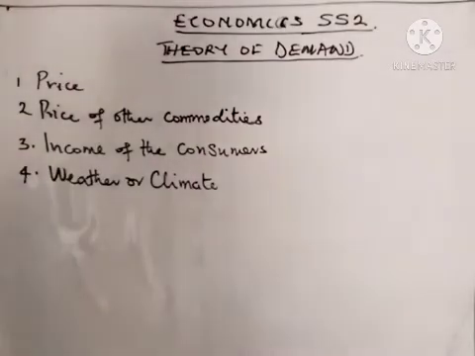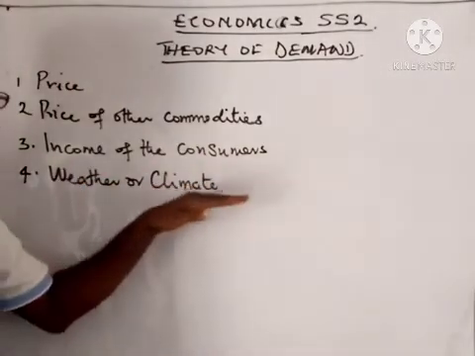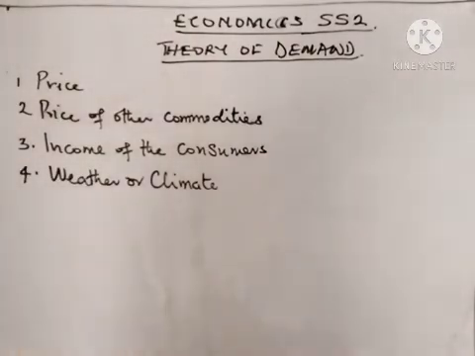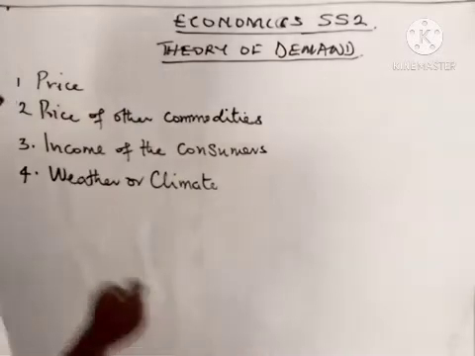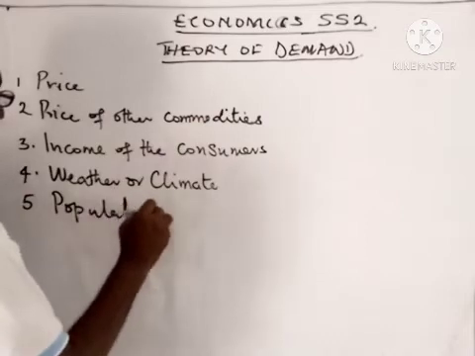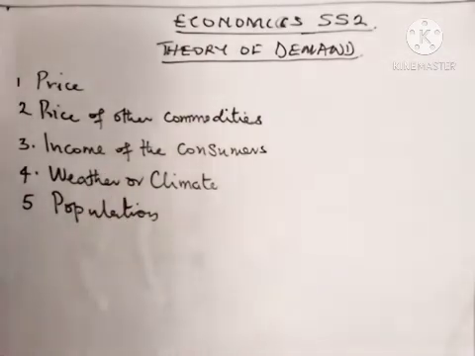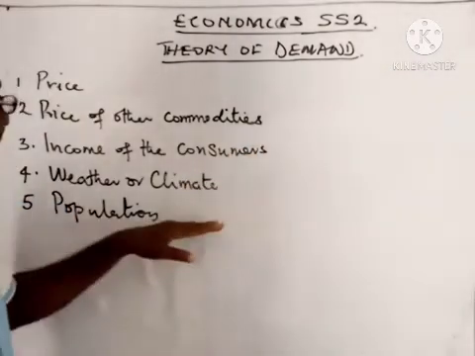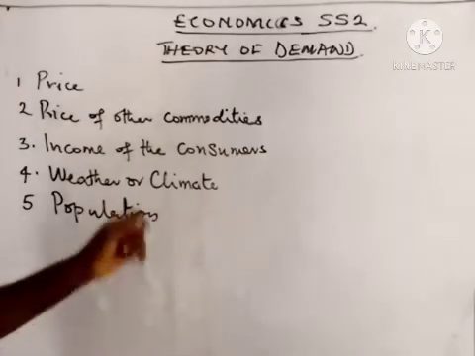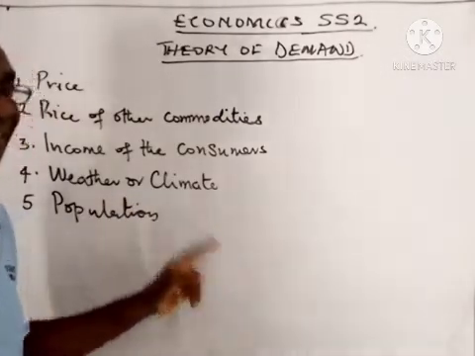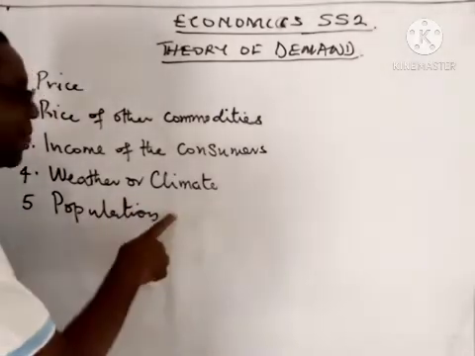Why? Because the product will not be readily in the market at that point in time as a result of weather or the climate for a particular commodity. Also, we have the population. Population can affect the demand for a commodity. When the population increases, demand increases, because the number of people demanding such a commodity will increase. But when the population decreases, the tendency is that fewer people will purchase that particular commodity.